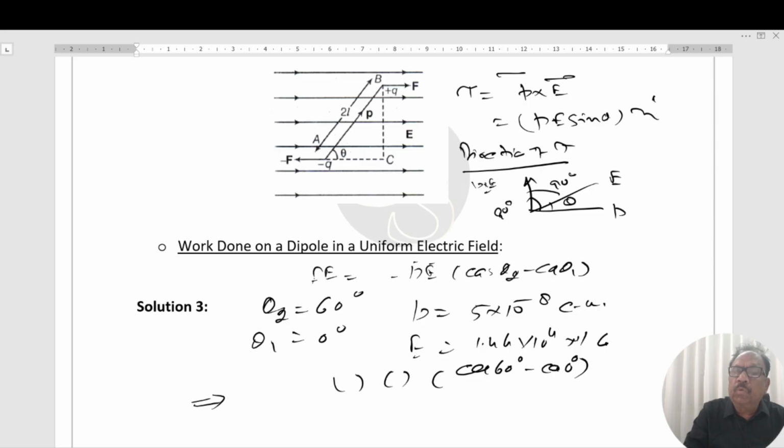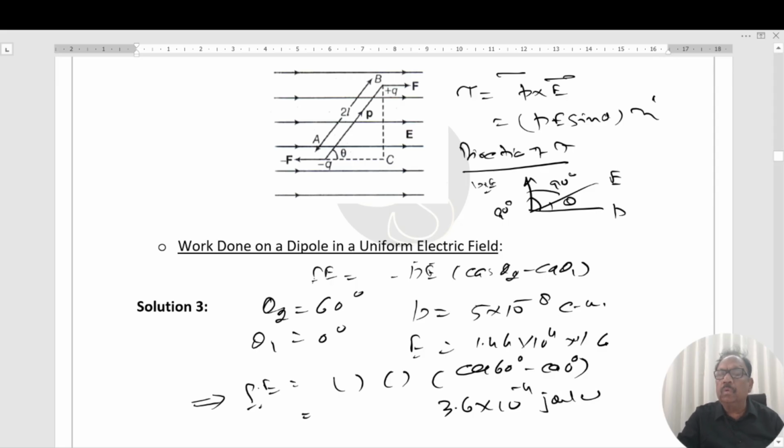Put the value of P, put the value of E, that is the electric field. That comes out to be the potential energy or work done. On simplification, it comes out to be 3.6 into 10 to the power minus 4 joule.